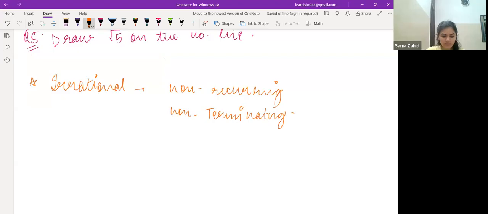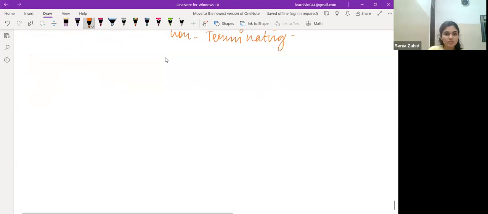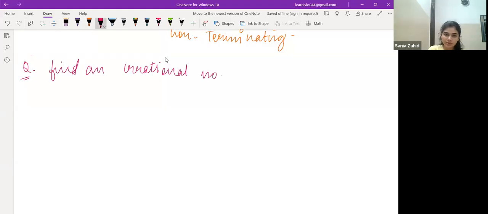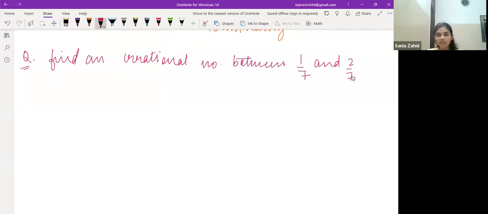Now children, there can be one more type of question. Let's come to this question. There's an example which says: find an irrational number between 1 by 7 and 2 by 7. Now if the question was find a rational number between 1 by 7 and 2 by 7, what would you have done? Let's suppose the question is find two rational numbers.